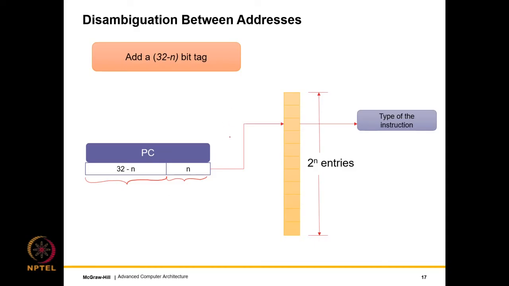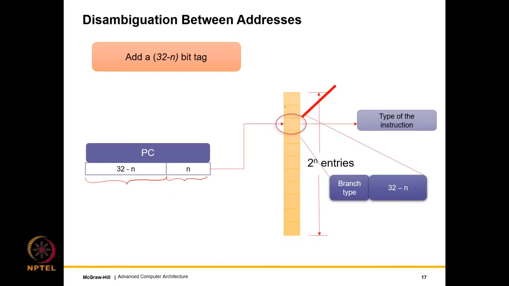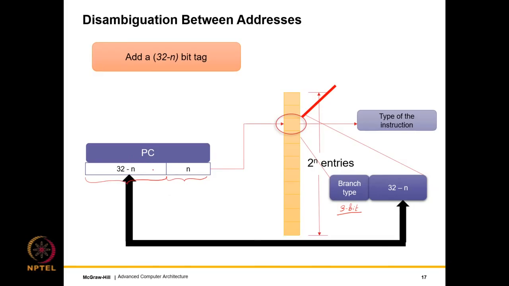So we follow the same procedure, which is that we use the lower n bits to address this table of 2 to the power n entries. However, in each entry, along with storing the branch type, which is a small, as I said, 3-bit field, we additionally store these 32 minus n bits. So these 32 minus n bits are stored here.